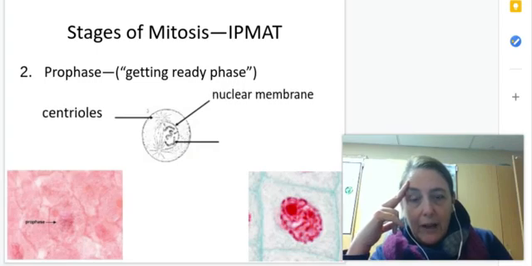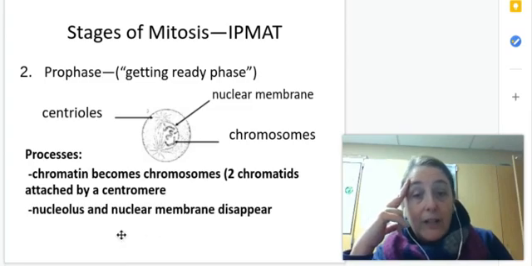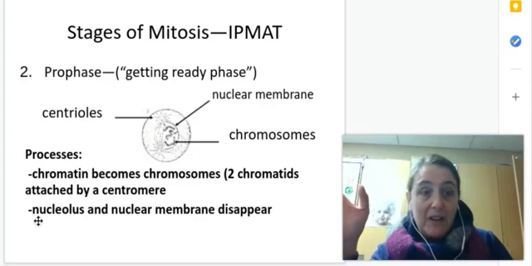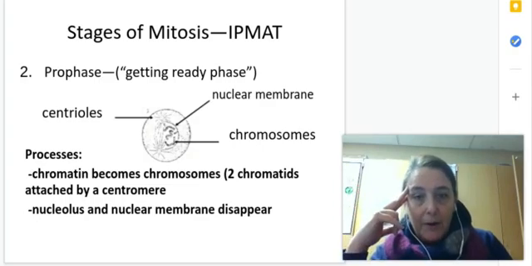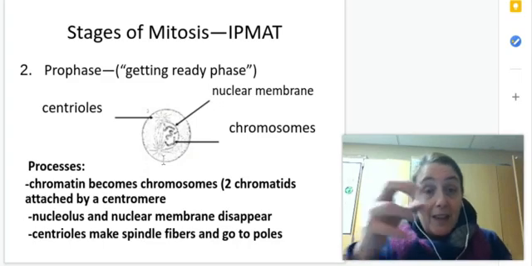They're moving. We have our nuclear membrane disappearing, and we have the chromosomes forming. So we have chromatin becoming chromosomes so that they can get ready. We have the nucleolus and the nuclear membrane, getting rid of them so that they're not in the way anymore. And the centrioles are going to go to the poles. That's so that they can pull apart.